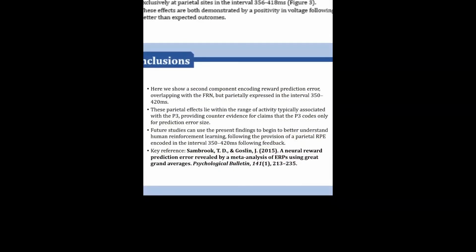So ultimately, our analysis shows a second RPE encoding component that is parietally expressed at around 350 to 420 milliseconds post-outcome. This not only counters the claim that the P3 codes only for outcome size, but also presents a distinct, quantified time interval for parietal RPE encoding.